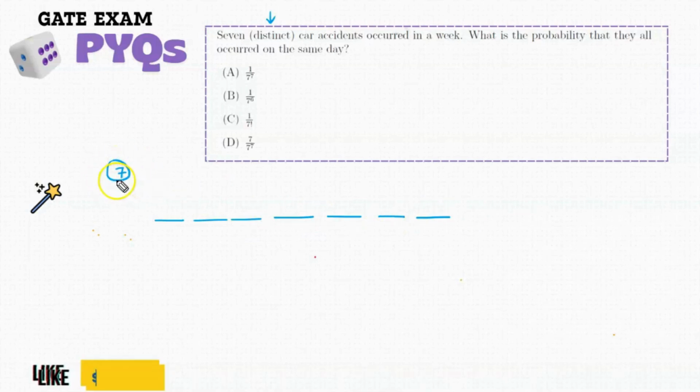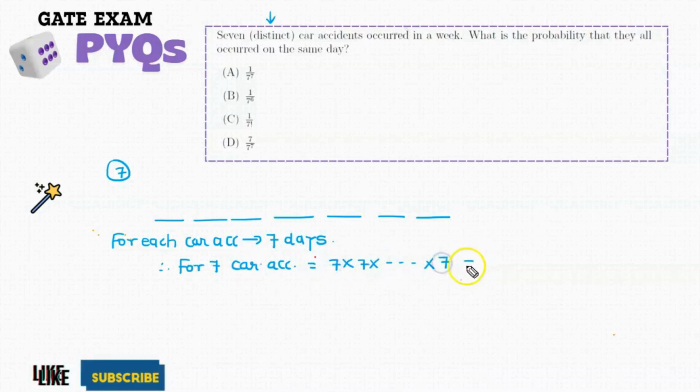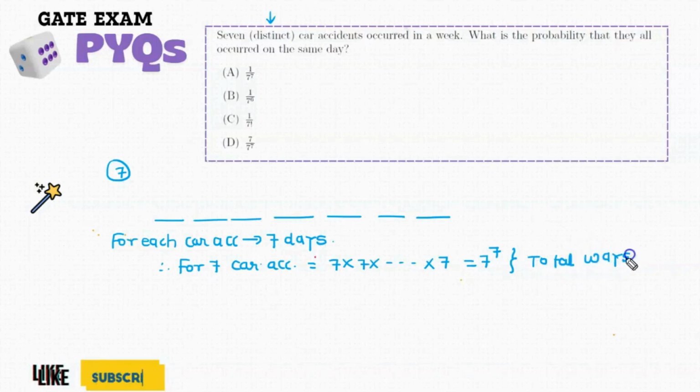7 car accidents. So for each car accident to happen, we have 7 choices. So for 7 car accidents, how many choices do we have? 7 for each. So again, using the multiplication rule, we have a total of 7 raised to 7 choices. Correct? These are the total number of ways.